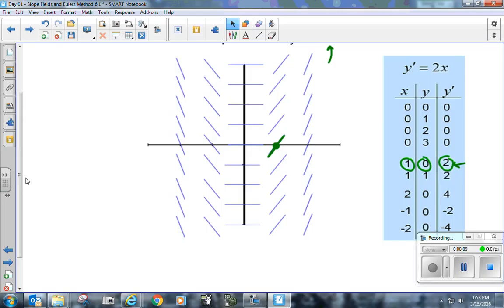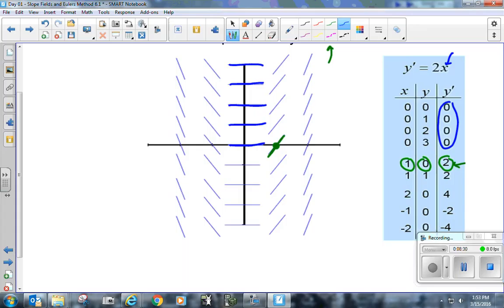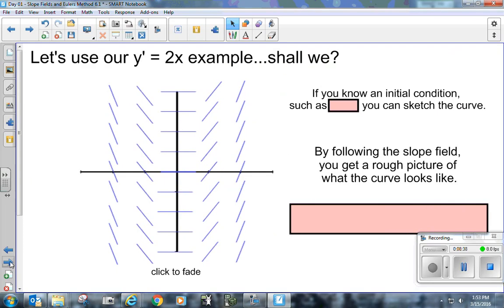Well, x is 0, y is 0. X is 0, y is 1. X is 0. But the great thing about this is when x is 0, it's always going to give you a slope of 0. 0 times anything is 0. So that's why all these are slopes of 0, the horizontal lines. Okay? So you see what I'm saying? It's not difficult. It's just you've got to be really organized, because the math is quite simple.